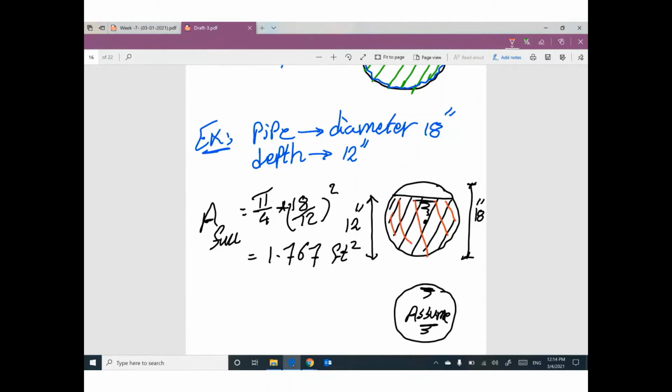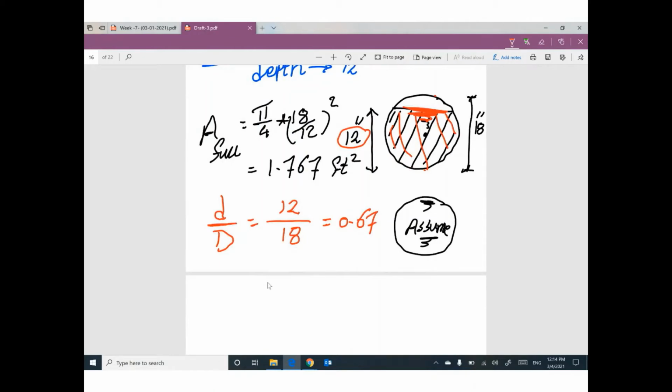Okay, go ahead and find depth of water divided by diameter of pipe. The depth of the current water is 12. The total diameter of this pipe is 18. What is the value? 12 divided by 18 equals 0.67. Any questions so far? First step, I assumed full flow.